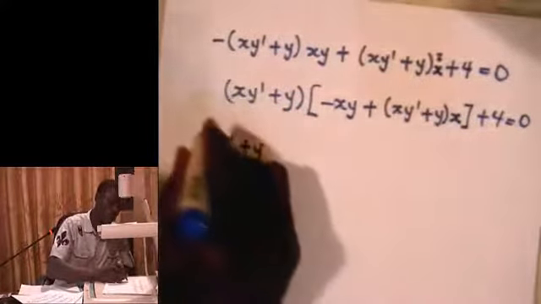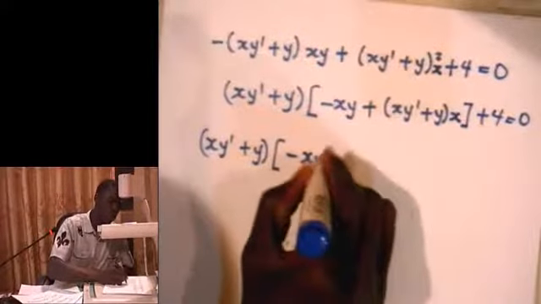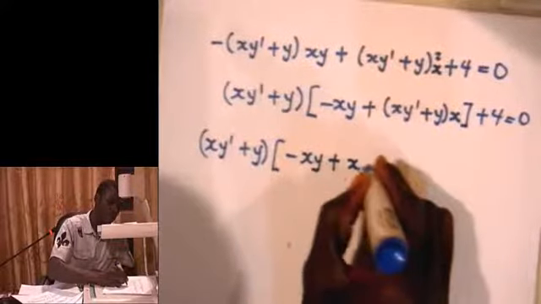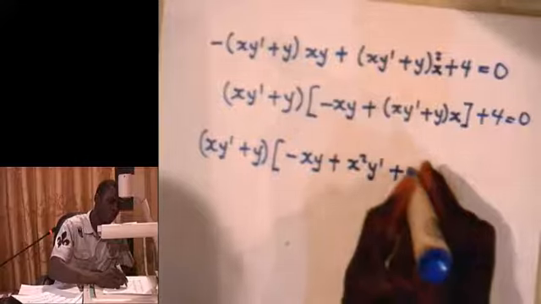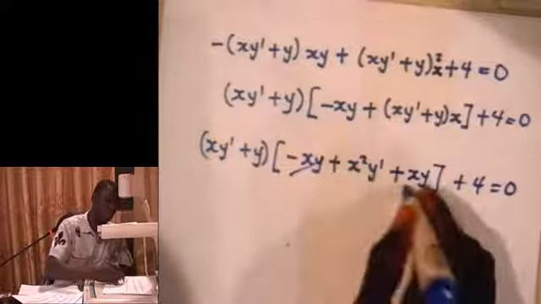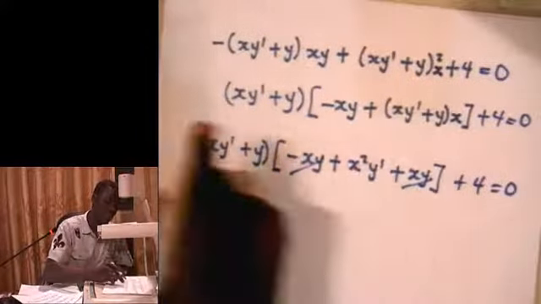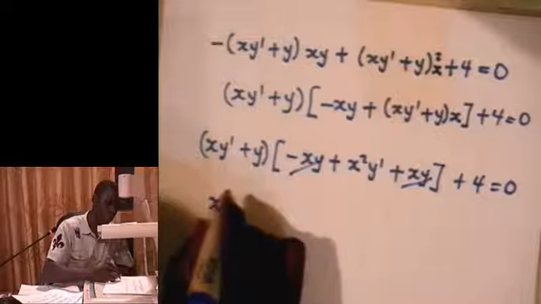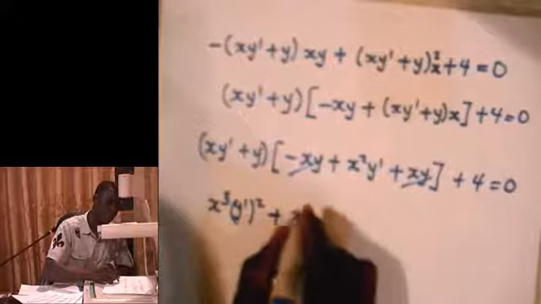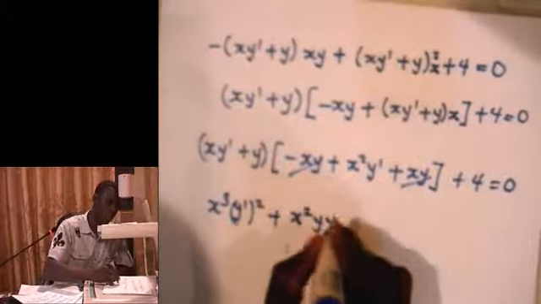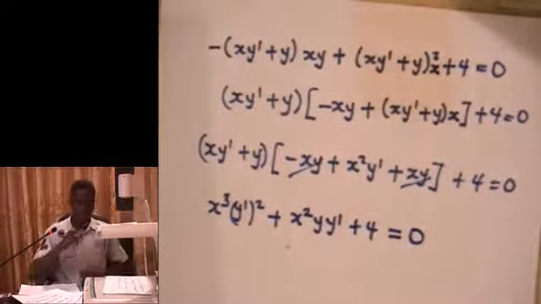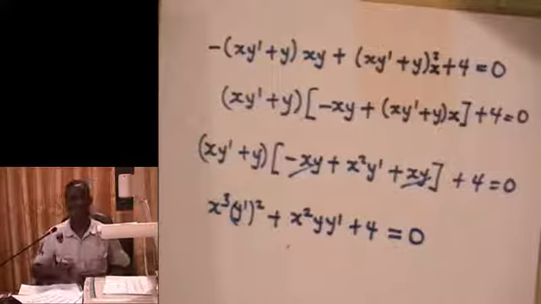(xy' plus y)(minus xy plus x squared y' plus xy) plus 4 equals 0. This cancels out, so we have this multiplied by this. I have (x cubed y') all squared plus x squared y' plus 4 equals 0. So this is the differential equation.